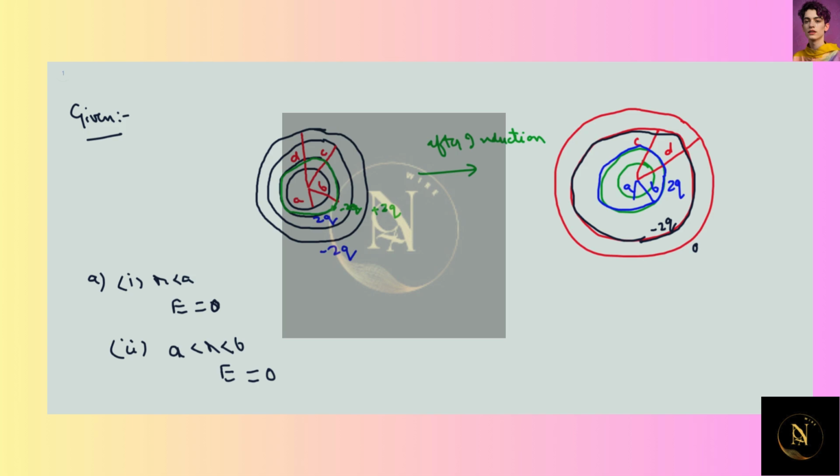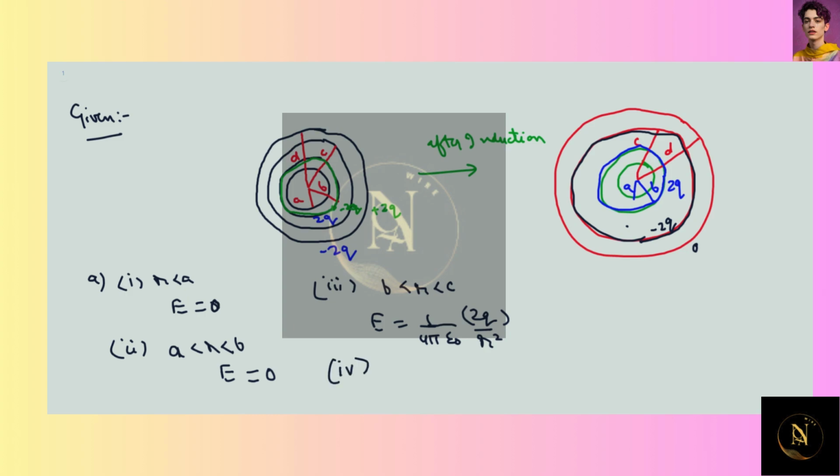Now we're talking about the third part, which is b less than r less than c. So we're talking about this point between them. The enclosed charge is 2q, and this is a sphere, so we can consider it as a point charge. So the electric field would be 1 over 4 pi epsilon naught times 2q over r squared. So that's your answer for the third part of part a.